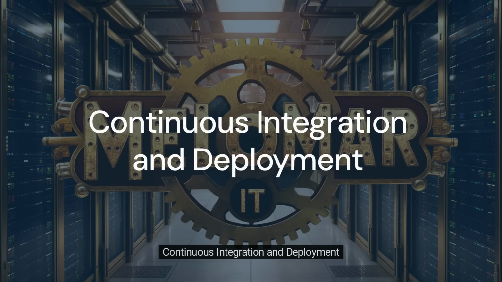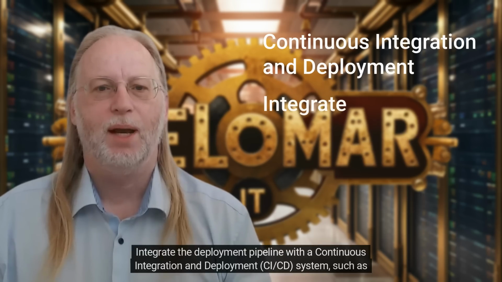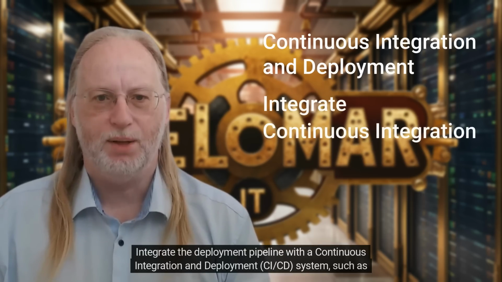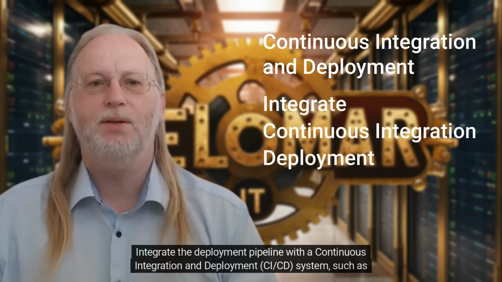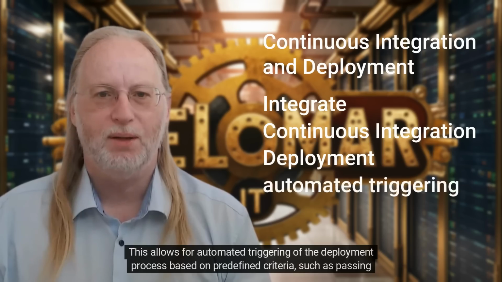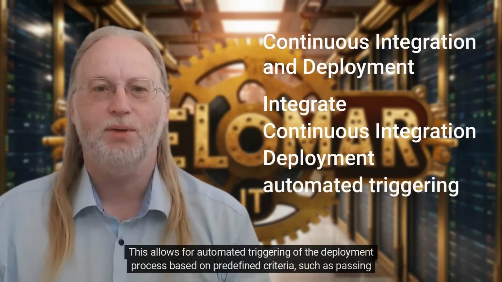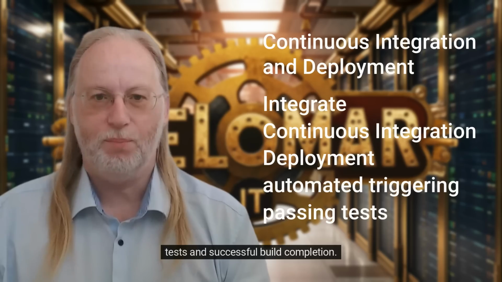Continuous integration and deployment. Integrate the deployment pipeline with a continuous integration and deployment (CI/CD) system, such as Jenkins, GitLab CI/CD, or CircleCI. This allows for automated triggering of the deployment process based on predefined criteria, such as passing tests and successful build completion.